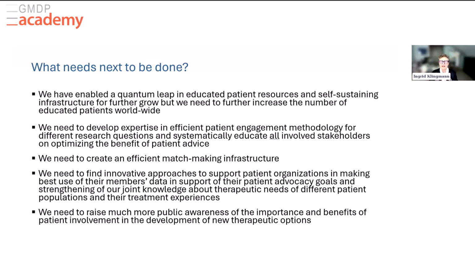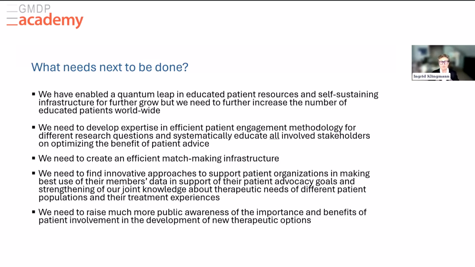So let's be clear, we have enabled a quantum leap in educated patient resources and self-sustaining infrastructure for further growth, but we need to further increase the number of educated patients worldwide. There is still a much bigger capacity need for involvement, for meaningful involvement of educated and knowledgeable patients.